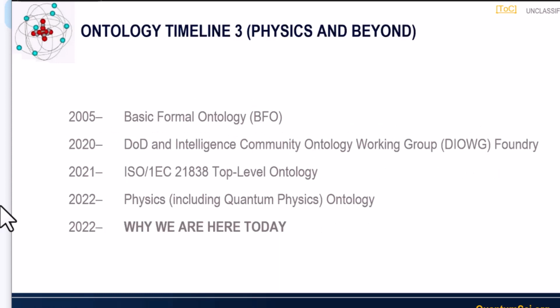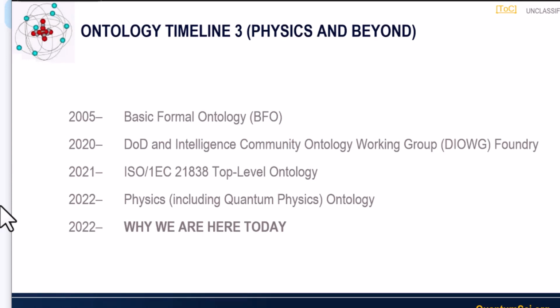Now, all of that was based upon something called Basic Formal Ontology, which is a very small top-level framework to ensure interoperability of ontology. This was accepted in 2020 as the basis for the DoD and IC Ontology Working Group Foundry, which is built on the same principles as the OBO Foundry in the biological case. And the Army then brought it about that this whole strategy was standardized in an ISO standard, ISO 21838.